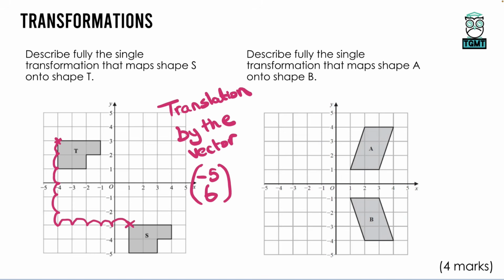The next transformation here, we have a reflection. So this particular one, we will say it is a reflection.